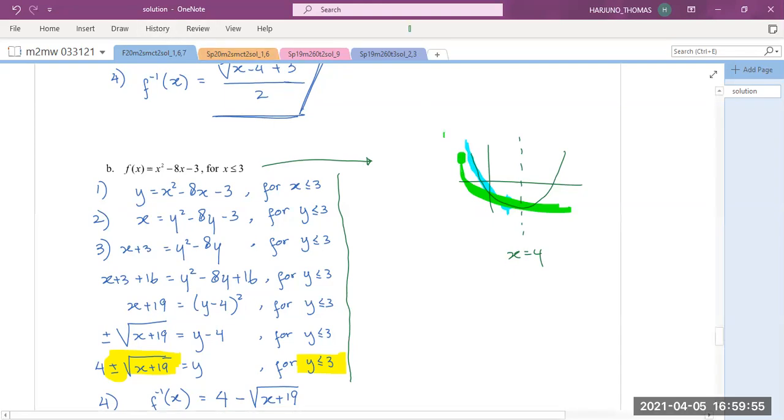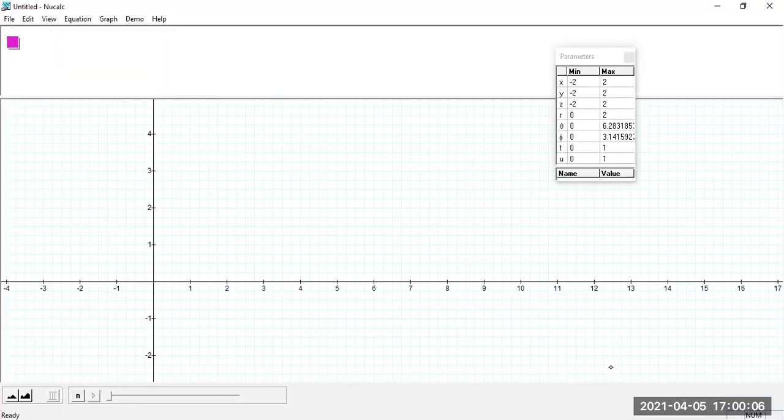You know what? Let me just use the graphing. Give me a second. So this is y equals x squared minus 8x minus 3. Is it right? Minus 3, I believe. Okay, that's what it looks like. Oops, too big.